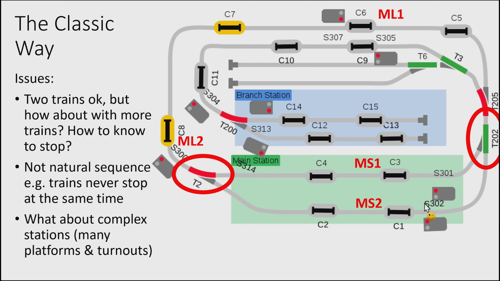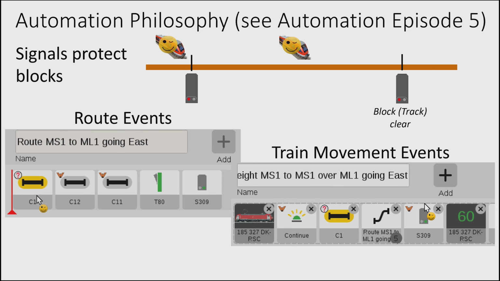However, the classic way is very easy, and I would highly encourage you to actually do this if you just want to do a simple automation on a simple layout. Remember the automation philosophy I'm using. And you can go back to the automation episode 5 to see how it's implemented and how you make the events and signals and blocks and so on. I will put a link in the description below.